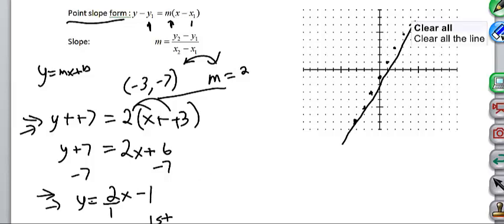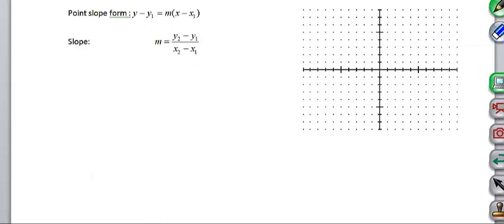All right, let's see what else we can do. What if I gave you the information (3, 5), (negative 2, 4). All right, so I've got 2 points, but I've got no slope. To use the point-slope form, you need a point and you need a slope. Well, we have 2 points and no slope. So what we do is we find our slope using our slope formula.